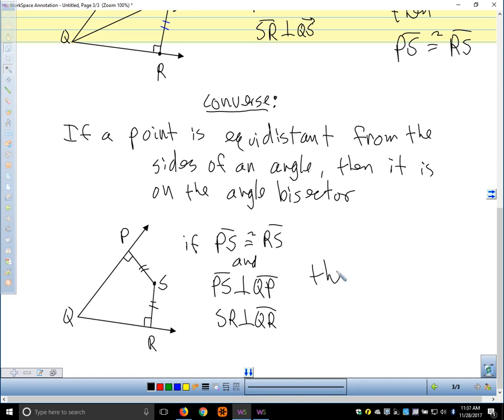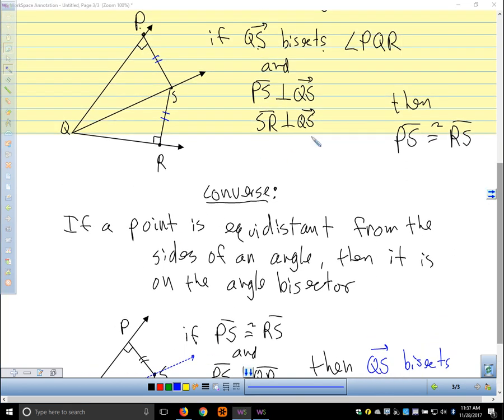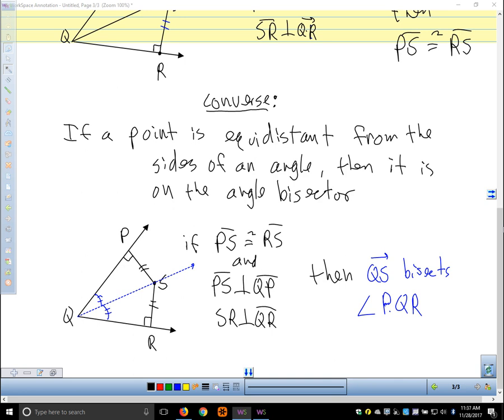if that is the case, then if we draw the segment from the vertex of the triangle through point S, or the ray or segment, either one works, then ray QS bisects angle PQR. So we would know that those are congruent. And I realized I wrote the wrong letters up here. This should be perpendicular to QR and QP. So if our point is equidistant from the sides of the angle, then it is on the angle bisector. If we draw that segment in there, it bisects the angle.